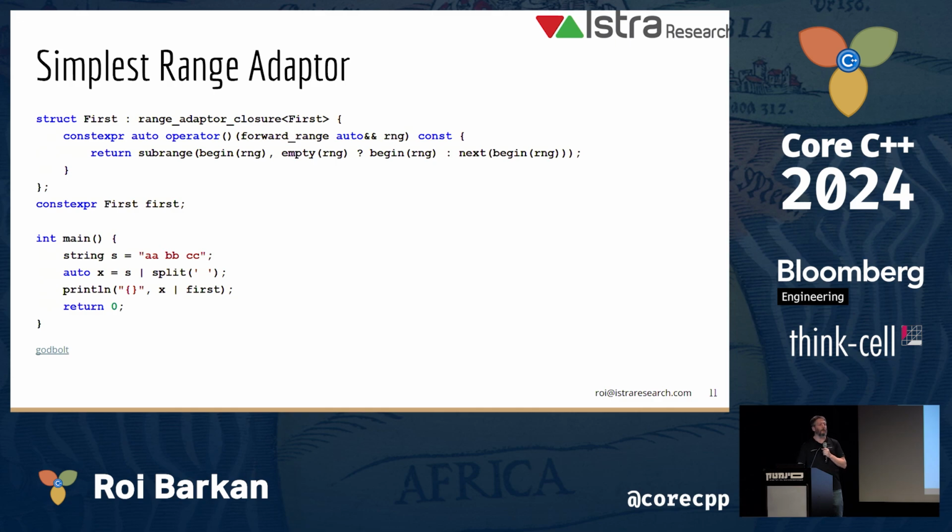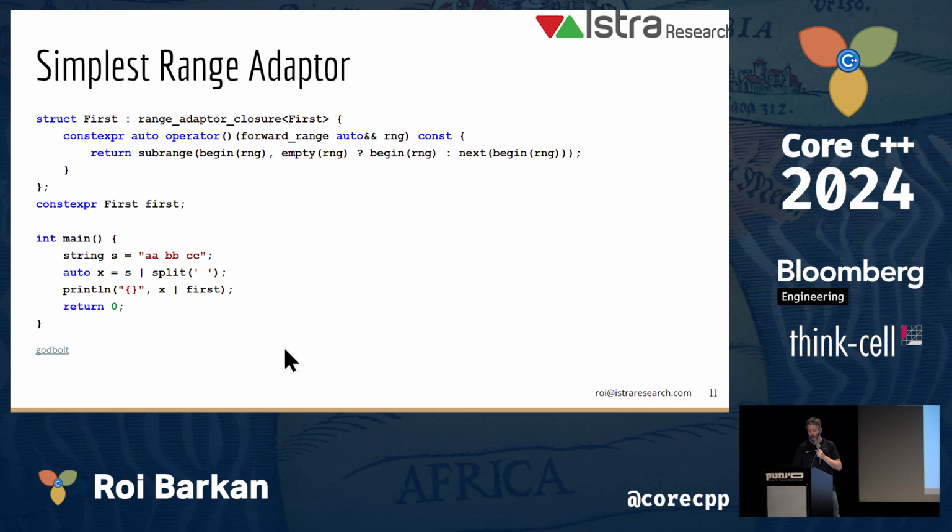So here we go. There's our first class of the day. This is the first range adapter. So what's first? First is a range adapter. I can tack it onto a range, and I get just the first element out, okay? And if the range that I tack it on is empty, then tacking on first will just do nothing, or we'll keep the thing empty. Okay, so here's my first implementation.